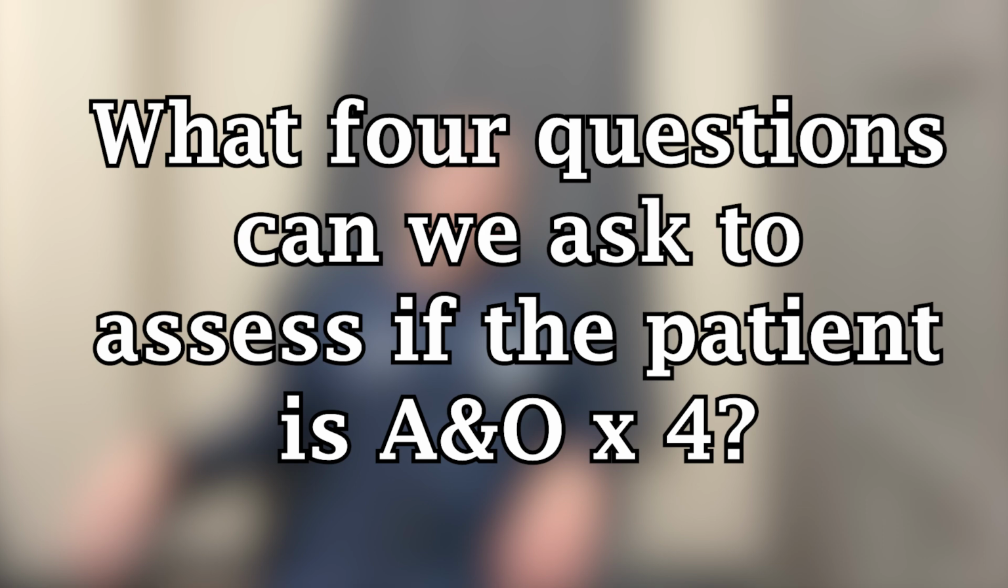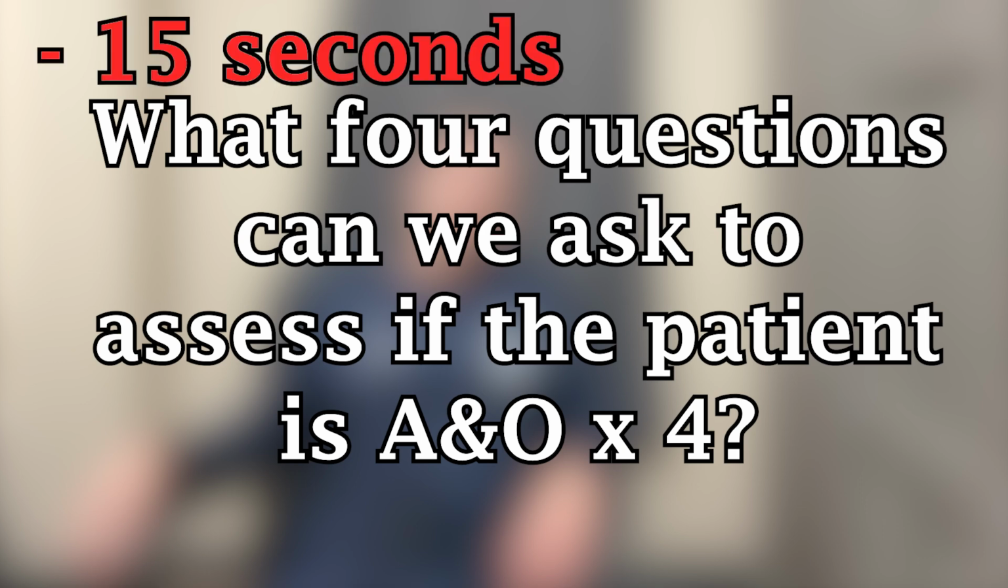Before we do that though, we should also consider establishing the patient's current mental status, checking if they are A&O times 4, along with checking their GCS score, which will give us more clues on the patient's current medical condition. So, what are 4 questions that we can ask the patient to assess if they are A&O times 4?